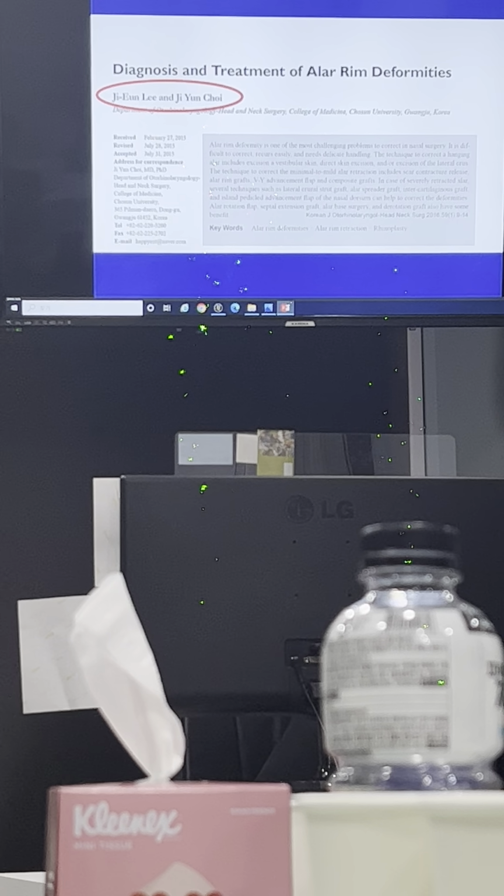This is my paper on the diagnosis and treatment of alar deformity. If you want more information, you can read my article.